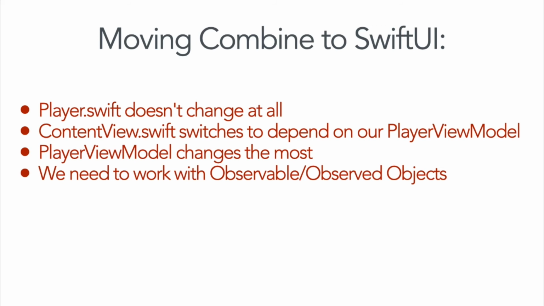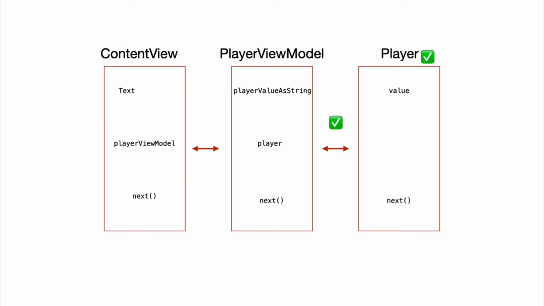It's just going to keep publishing out those ints that never fail. Content view is going to have to change to depend on our player view model. Our player view model is the one that changes the most. And also we're going to need to work with something called observable and observed objects. And so player's already taken care of, and we know how to communicate from player to player view model. So let's start in content view and see what needs to go there.